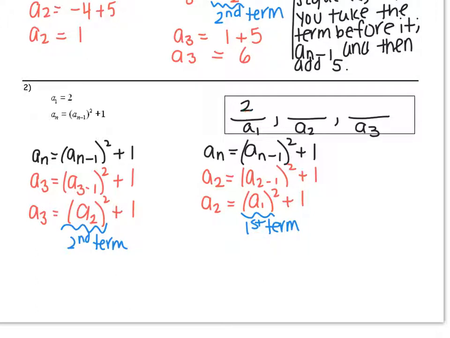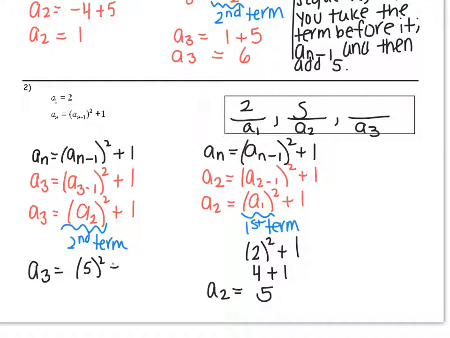So the first term is 2, so we're going to take the first term, we're going to square it, and we're going to add 1. So this is 4 plus 1 is 5. That is my a sub 2. And then if I want to find over here a sub 3, I'm going to take the second term, which is 5, square it, and add 1. That becomes 25 plus 1, which gives me 26.